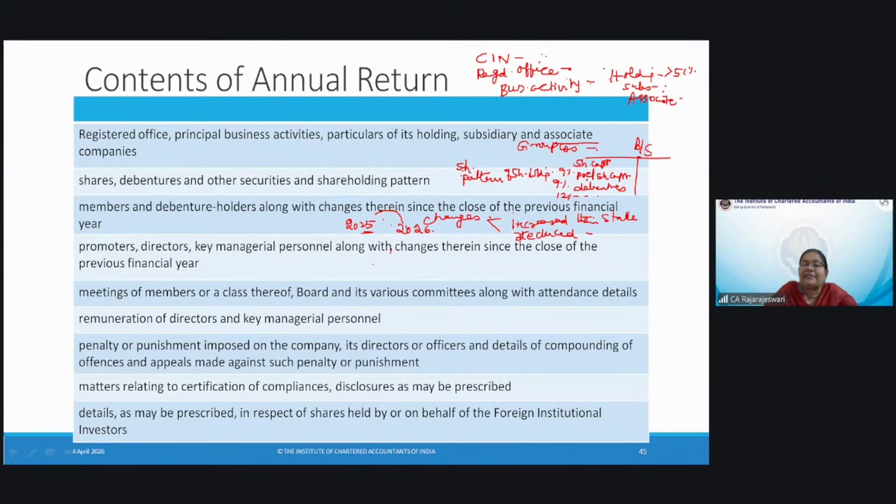Whether any changes in the directors. When I say changes in directors, it could be an appointment, it could be a resignation of a director, or a director could be a managing director or a whole time director, and the designation also could have changed. In that case, that is also a change that should be disclosed, with effect from which date this designation is changed. That also you have to mention.